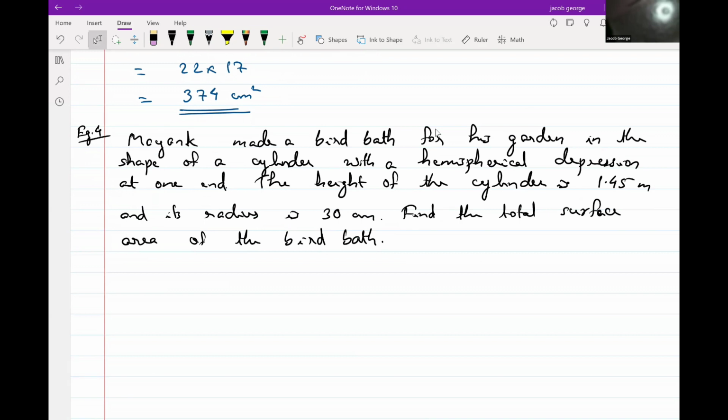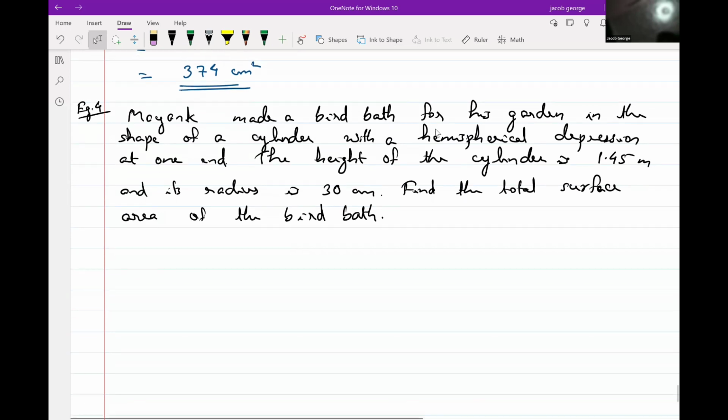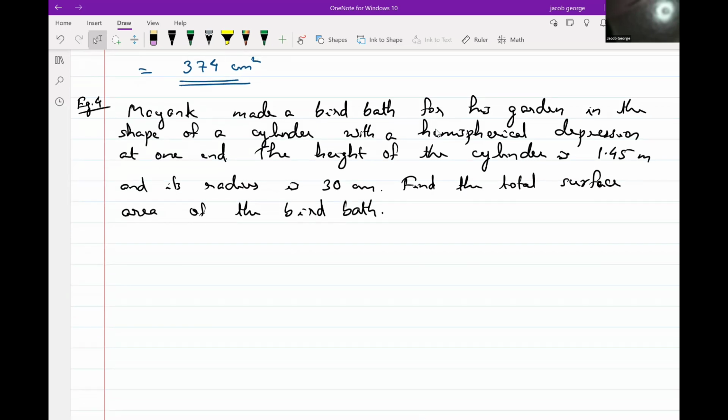So the diagram is given in the textbook, but we will draw that one. In case it is not given also, you should be able to draw that one. So here, what are the solids? The bird bath is in the form of a cylinder with a hemispherical depression at one end. So we'll draw a cylinder.